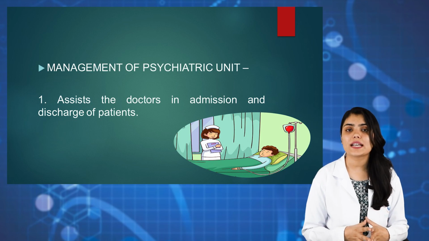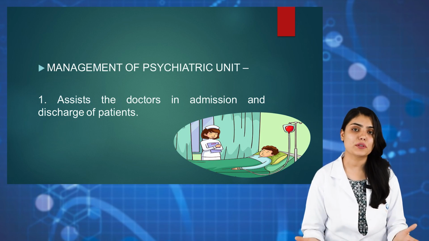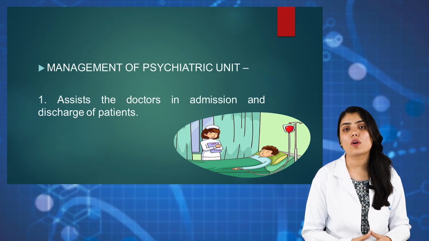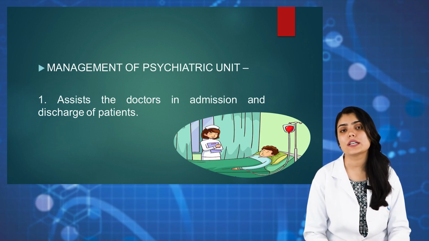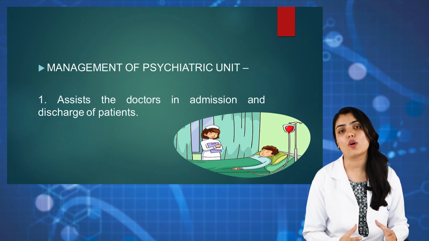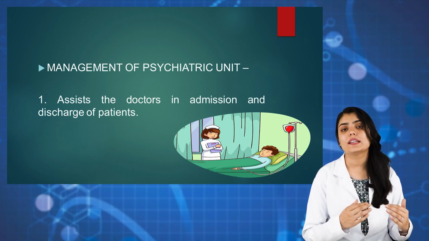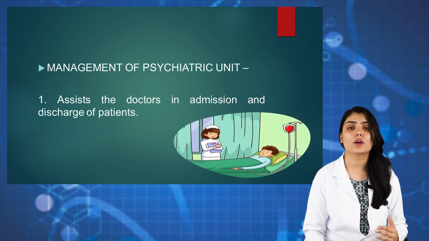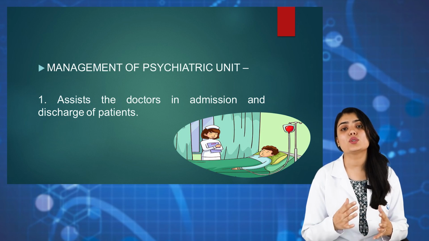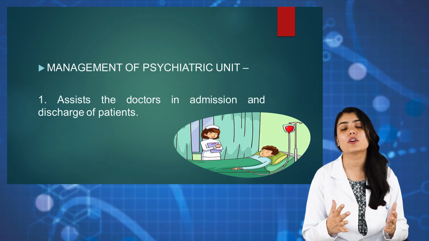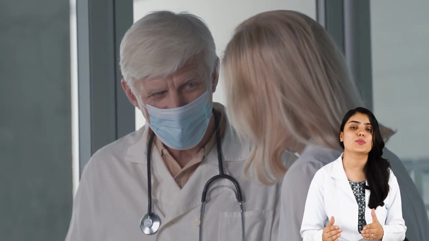The next one that we are going to see is management of psychiatric unit. In the psychiatry unit as well, staff nurses play many different roles. The very first function of the staff nurse is assisting the doctor in the admission and discharge procedure of the patient. We are already aware that the admission and the discharge procedure of patients who are mentally ill is not similar to that of those who have medical or surgical illness. And therefore, the staff nurses in the psychiatric unit are responsible for assisting the doctor in both admission and the discharge procedure.